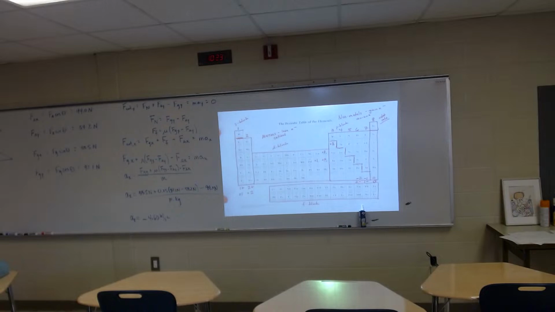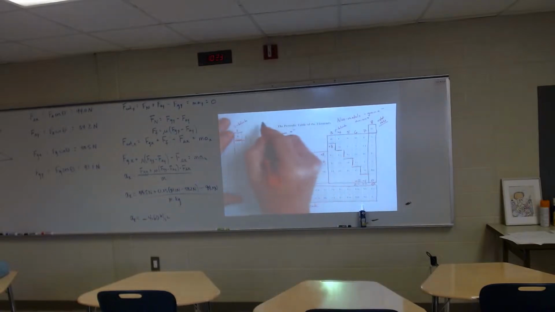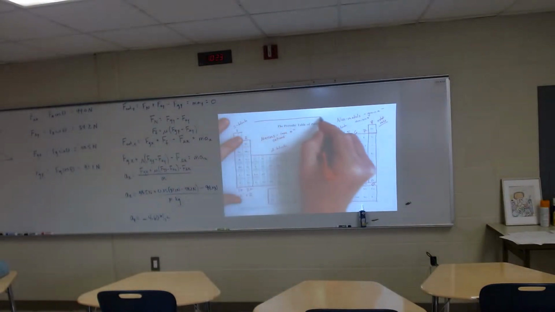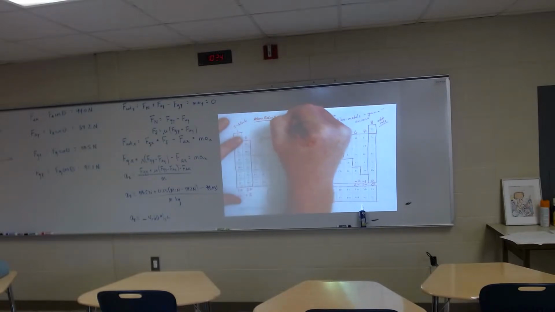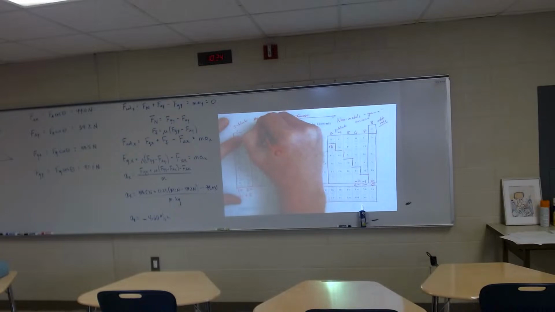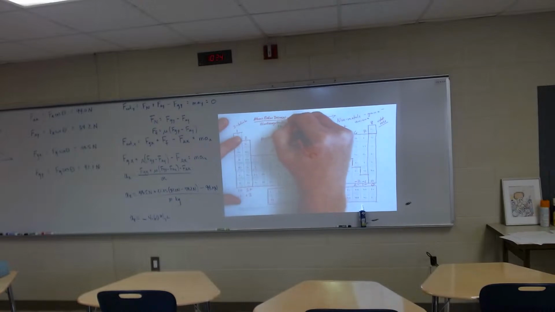Okay. Periodic trends. As you go across a period, atomic radius decreases. Ionization energy increases. Electronegativity increases.